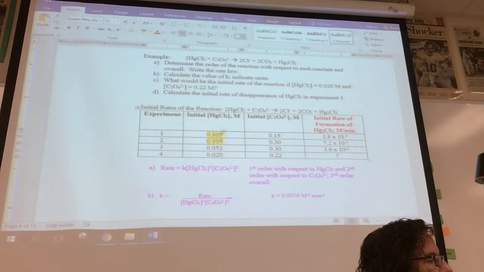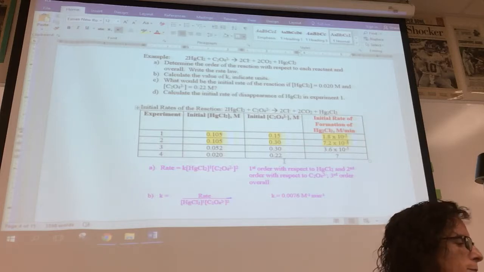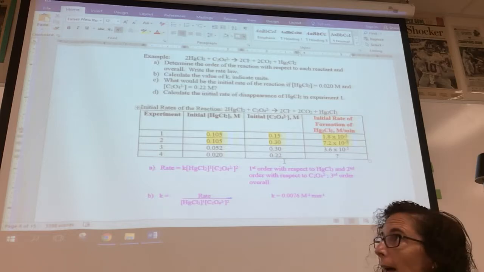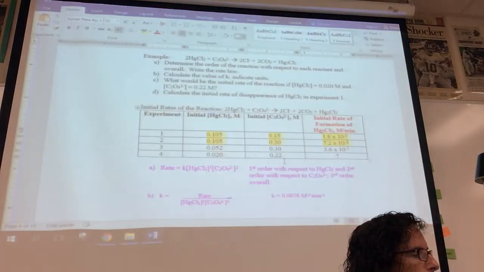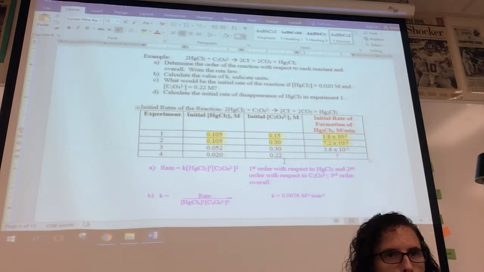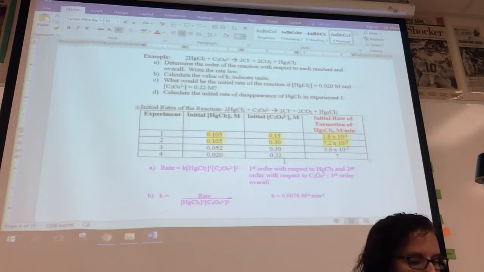I see constant concentration here, and this one is doubling. So I'm thinking of starting with experiments 1 and 2. I can see that this doubles, and what's the effect on the rate? It quadruples. So what I'm looking at here, and again, without a calculator, great. 2 to the m is 4, m is 2, second order with respect to oxalate ion.